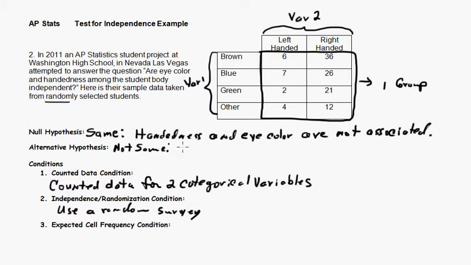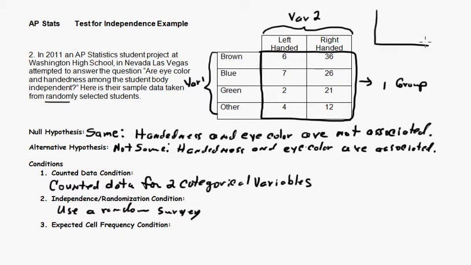If not the same, we just reword it with a slight change: handedness and eye color are associated. Now be careful about the word correlation. Since we have categorical variables, we're just going to talk about association.